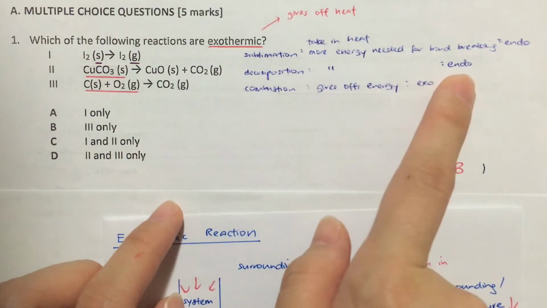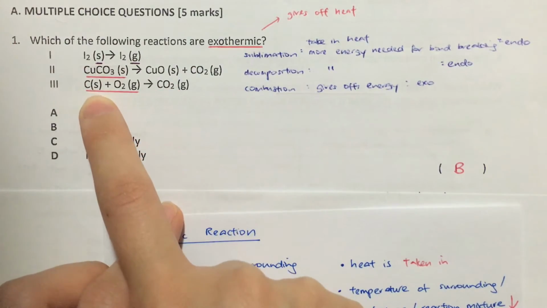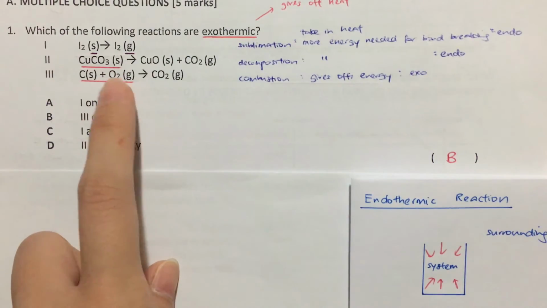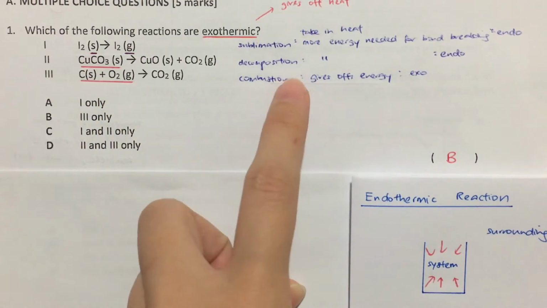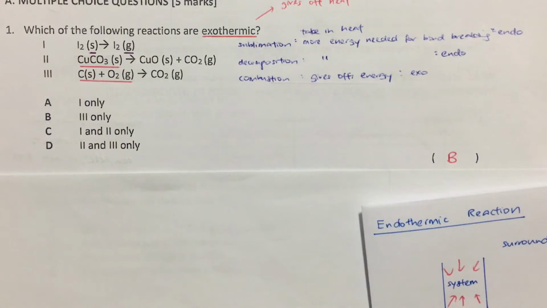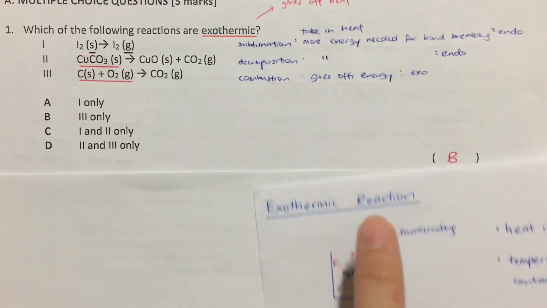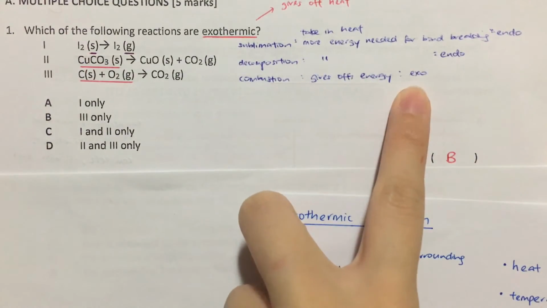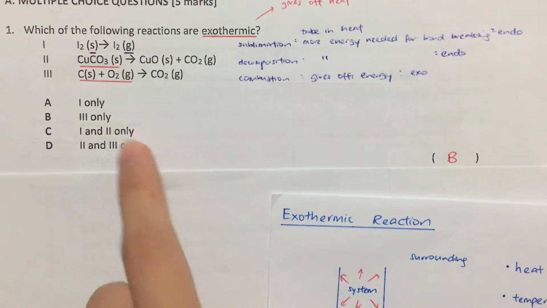So therefore, it's endothermic. Final one, if you look at this, carbon, solid, reacting with oxygen. So when we see this carbon reacting with oxygen, we can think of combustion, or we can also think of oxidation. So either one of these, combustion or oxidation, is under here, which means we're talking about an exothermic reaction. Here, another way to see is combustion is burning. It always gives off heat energy. That's where we know it's exothermic reaction. So the answer would be B, only 3 is exothermic.